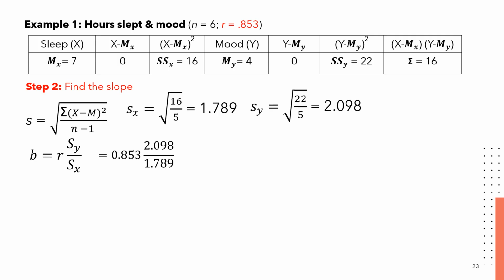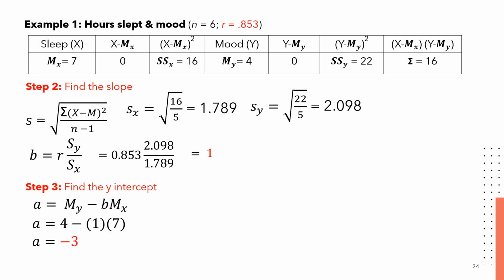So taking that slope equation, we just multiply the R value of 0.853 by 2.098 divided by 1.789, and that gives us 1 approximately. From here, we can find the y-intercept. We take the y-intercept equation and plug in our numbers using the slope we calculated and the data from the table. The slope is 1, the mean of x is 7, and the mean of y is 4. So 4 minus 1 times 7 is negative 3.